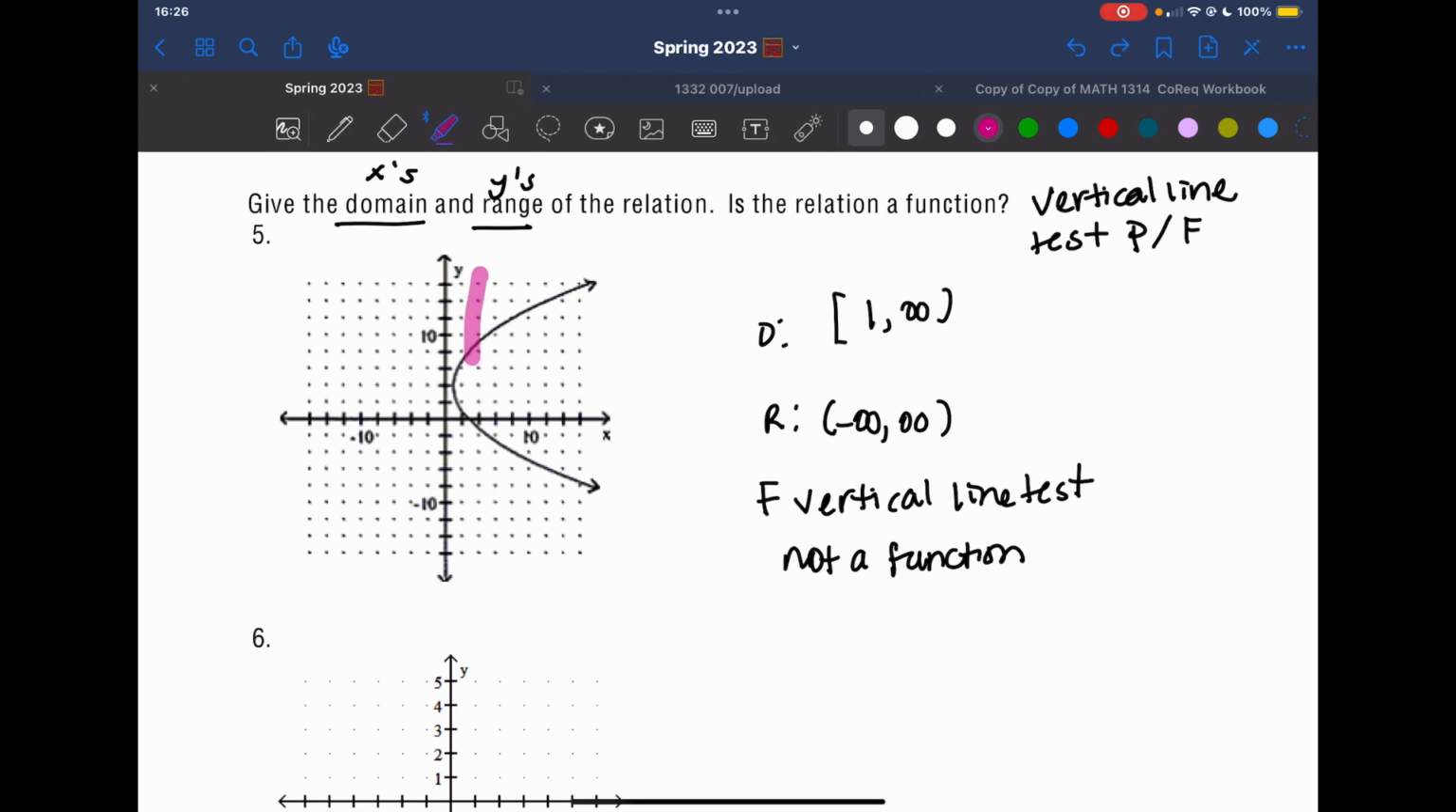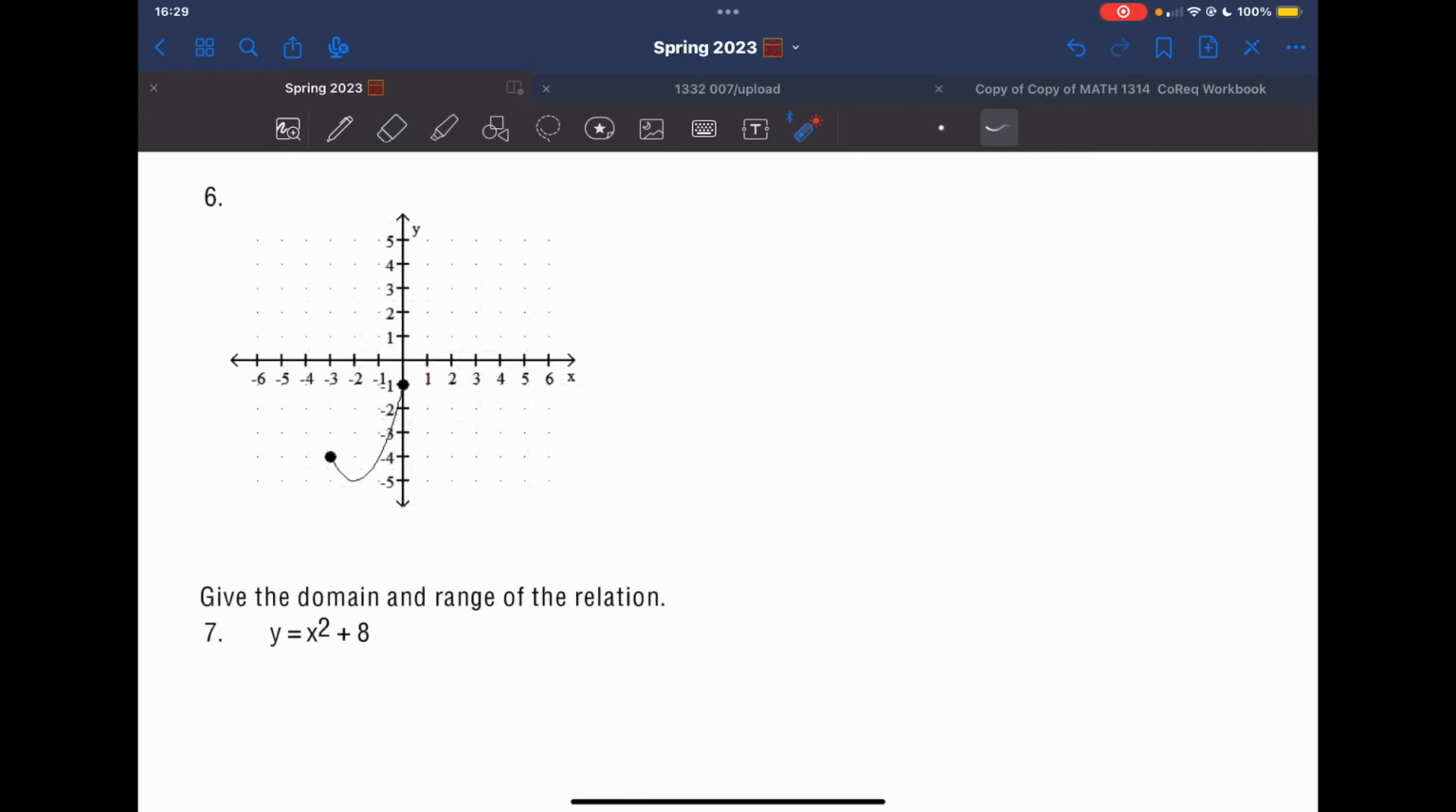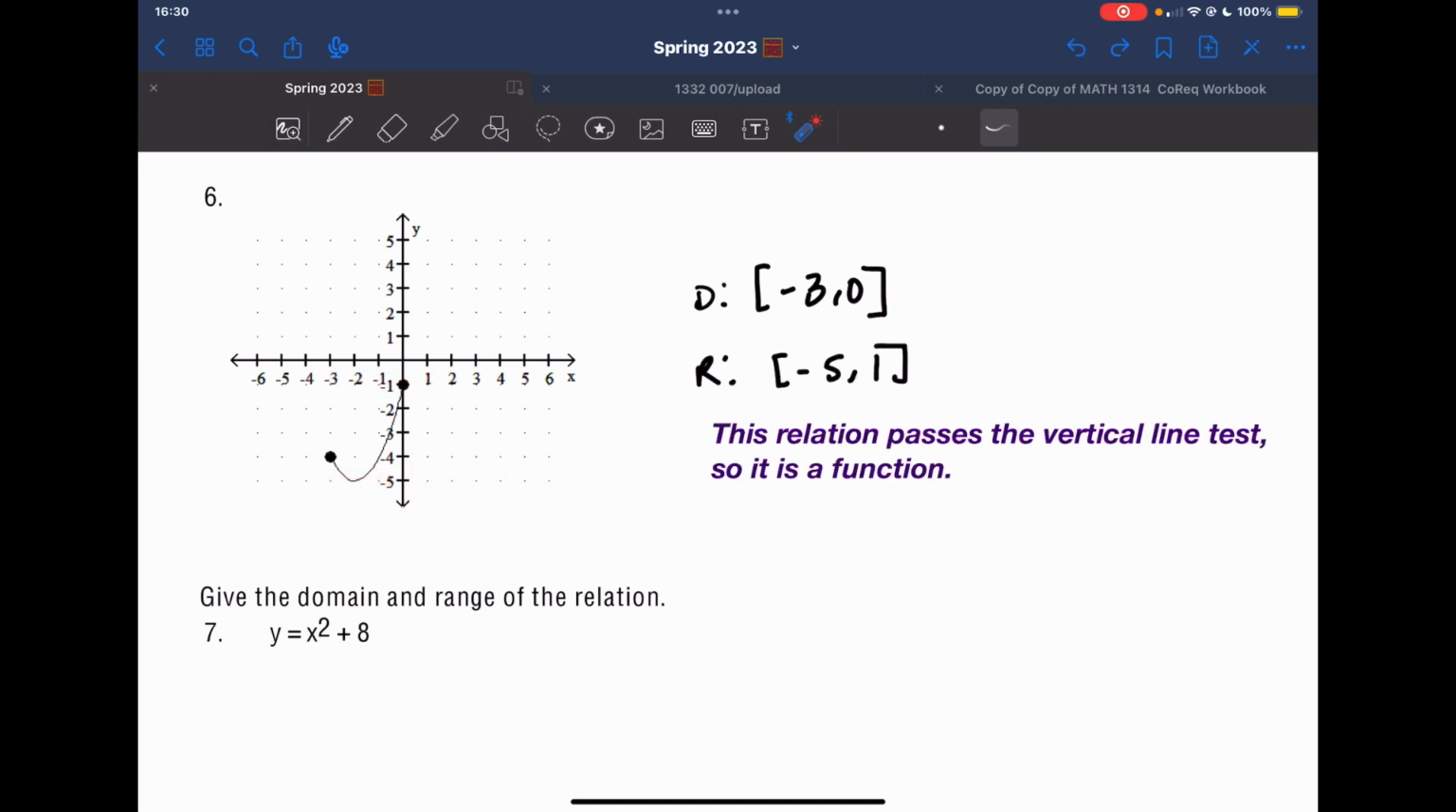The reason why it's a fail is because we have a vertical line, and our function crosses that vertical line more than once. It's going to be domain and range. These are both included. So we're going to talk about -3 to 0. So this is going to be -3, 0. They're both included. That's going to be our domain. And then our range is going to start from the lowest point to the highest point. That's going to be -5, and that's included, all the way to -1, which is also included. And then this passes the vertical line test. I'm sorry, the relation is a function.